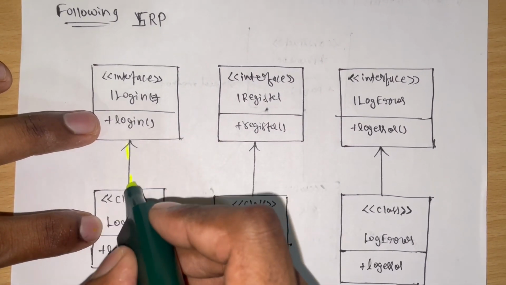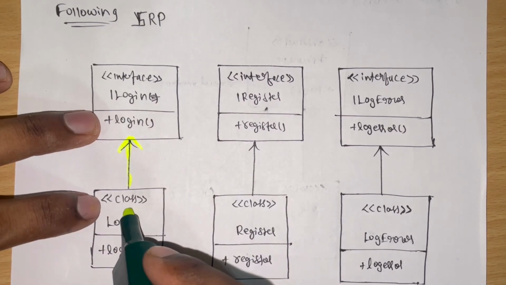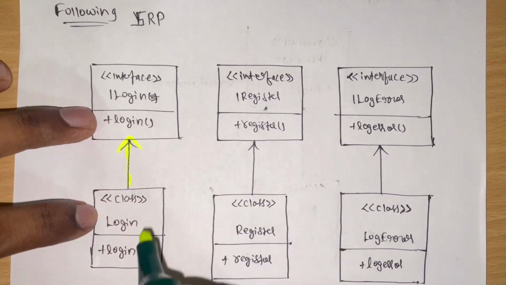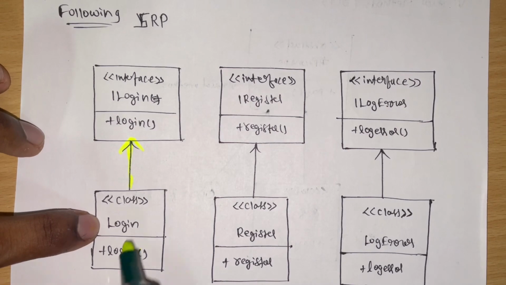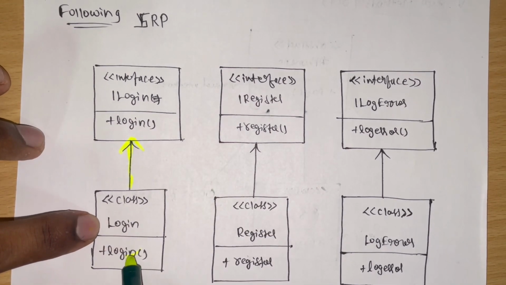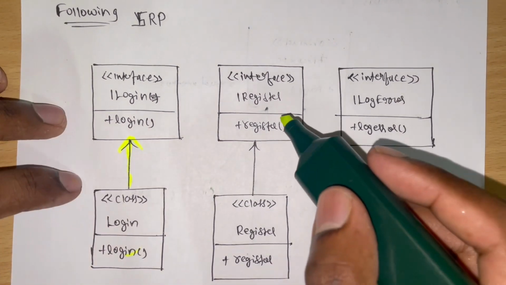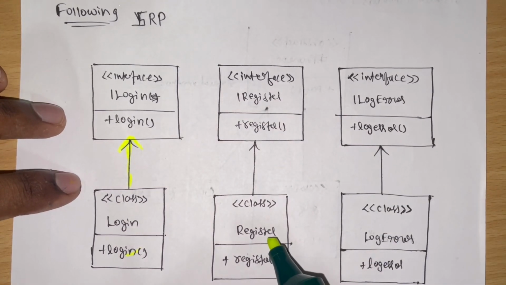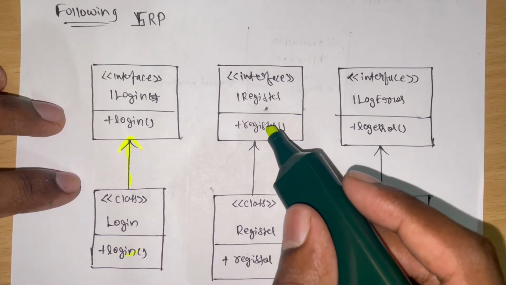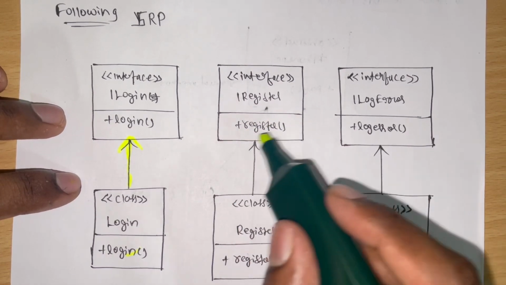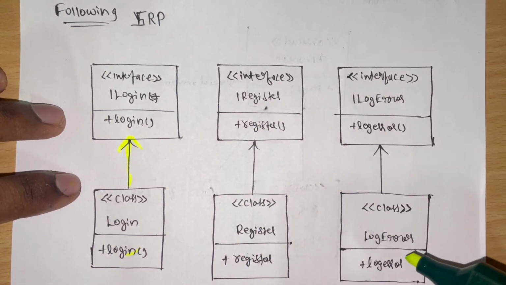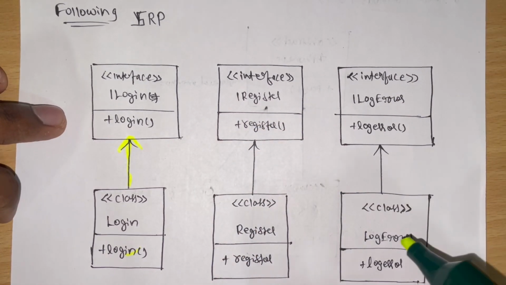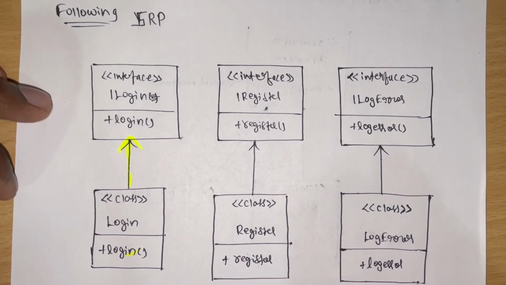This symbol means extension. This class is extending this interface, which has a login method that must be implemented in the subclass. So similarly, we have iRegister interface that is extended by register class, which has implemented its register method, and similarly for the log error. So this is about single responsibility principle.